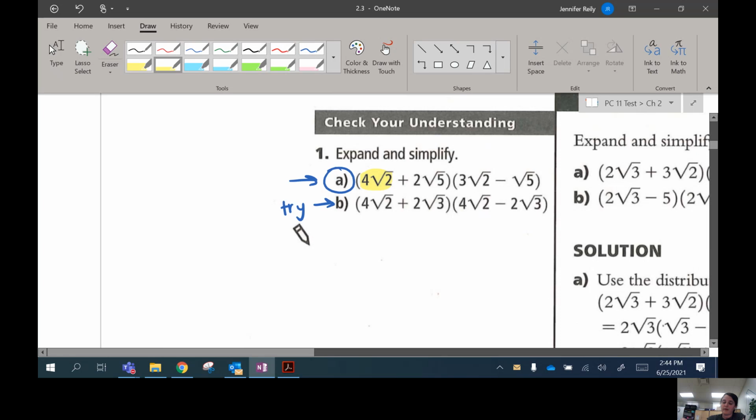I'm going to take this first term from this first bracket, and I'm going to multiply it to each term in the second bracket. And we're going to save a little bit of time by multiplying as we go. What you can do is multiply the coefficients together, so the numbers on the outside. So 4 times 3 would make 12, and then the numbers inside the radicals. So 2 times 2 would make 4. Okay, so that's our first yellow one.